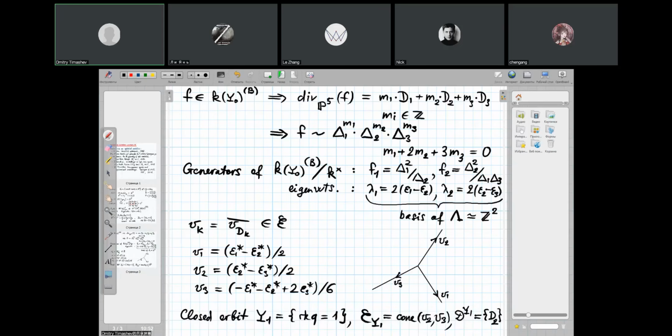So let me draw this cone somewhere here. For instance, so we have V2 and V3. This will be this cone, this cone, CY1. Okay. And we have computed the colored cone of this simple spherical embedding.